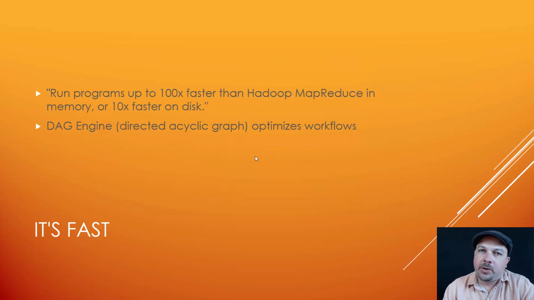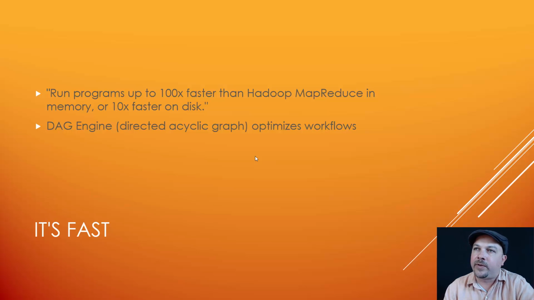Why use Spark as opposed to something else? Well, a lot of people compare it to Hadoop MapReduce, and MapReduce was kind of the first technology that came out for doing distributed processing of data on a cluster. And Spark claims to run up to 100 times faster than MapReduce if you're running in memory, or 10x faster on disk. It is pretty fast. I mean, your mileage may vary, of course, and these are sort of best case scenarios, but Spark is generally preferred over MapReduce for that reason.